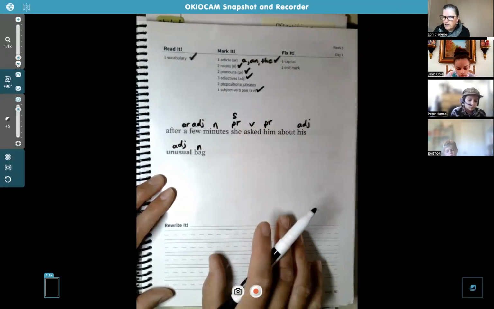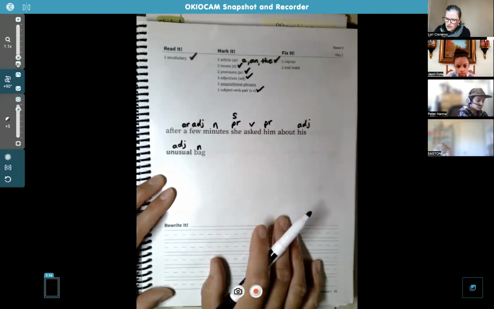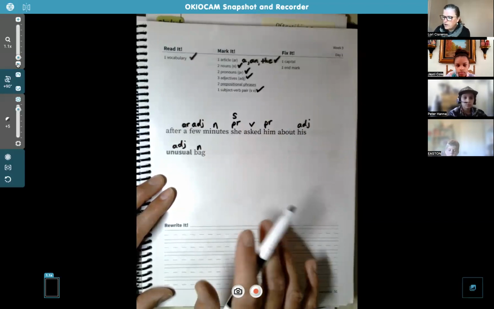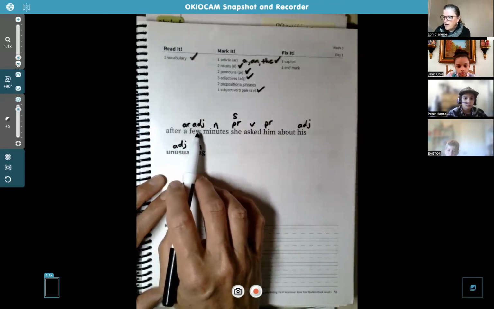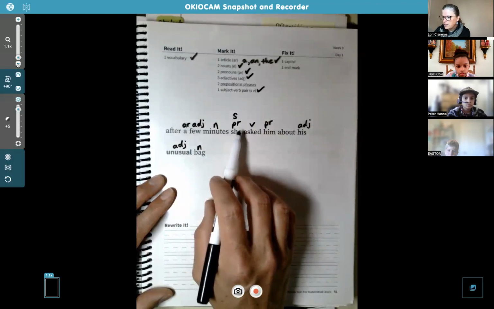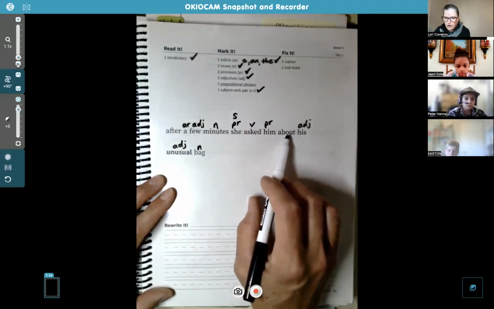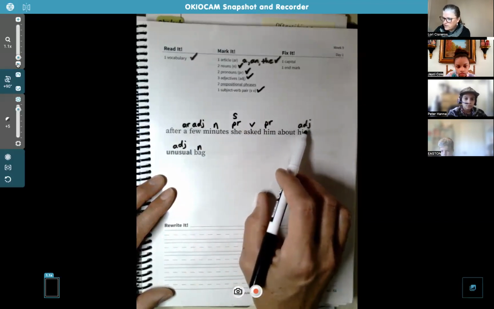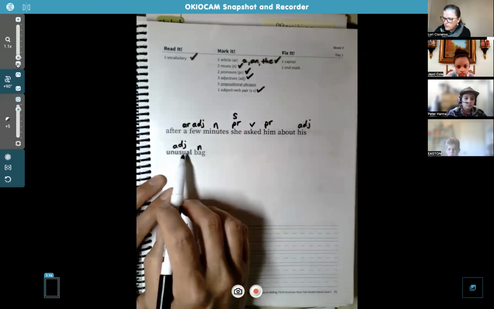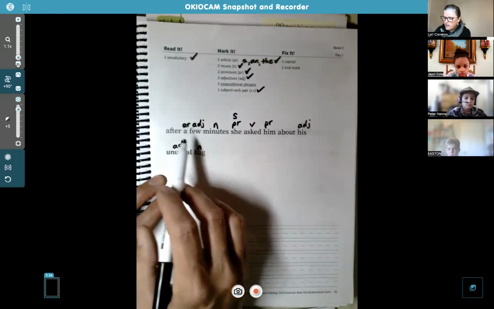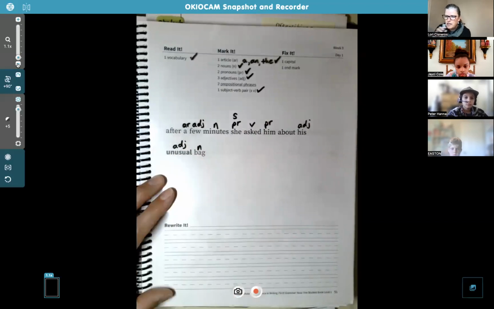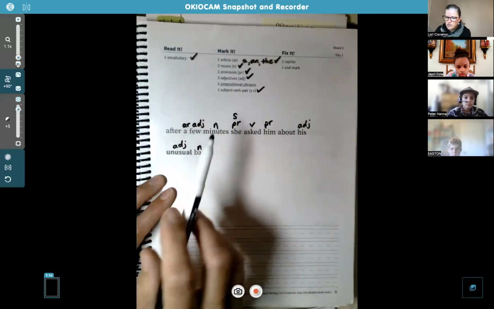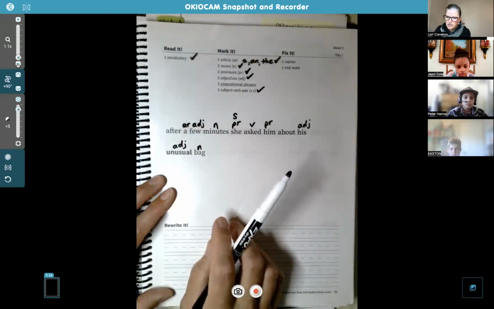Now we're going to come back to prepositional phrases. The reason why we made that last, because it's still probably new to you guys, but notice how A has something on top of it, few has something, minutes has something, she asked him, about has nothing, his has adjective, unusual has adjective, bag has noun, and that word after does not have anything. That's because if you wait till the end, it's so much easier to find those prepositional phrases.